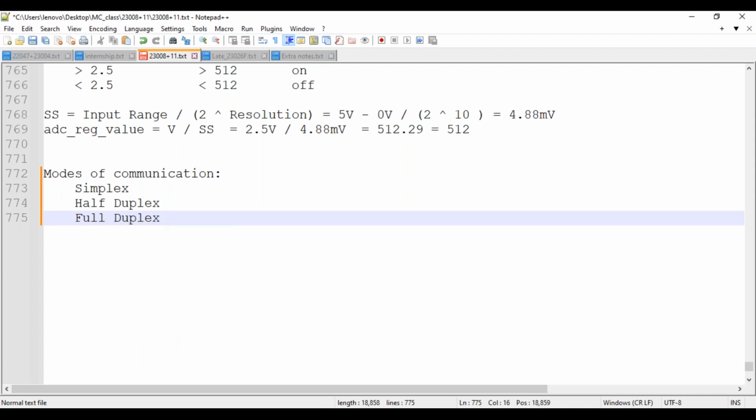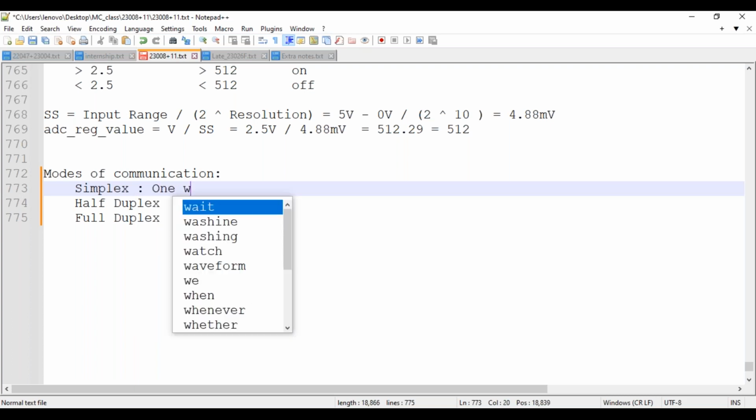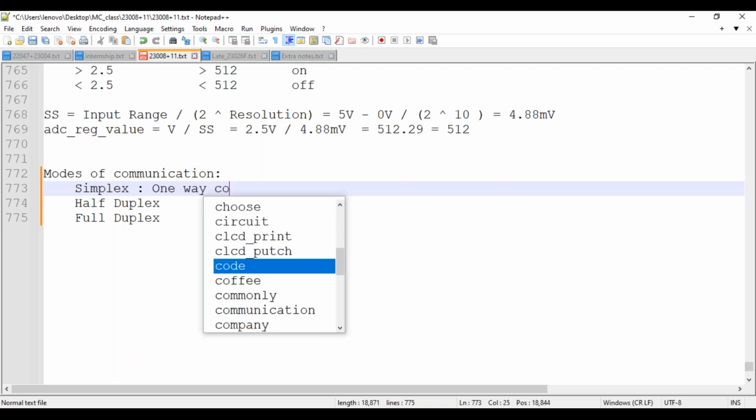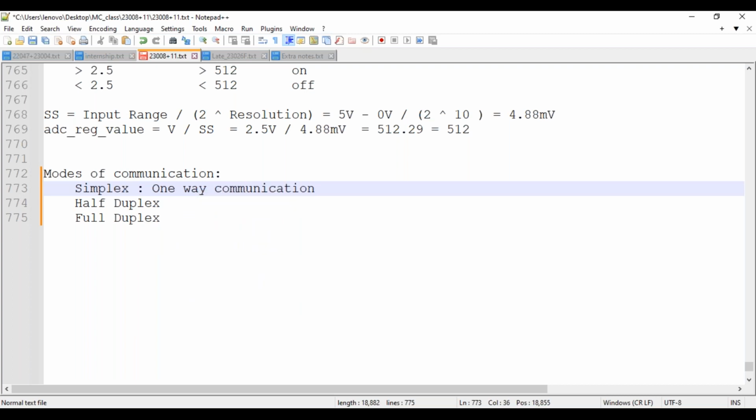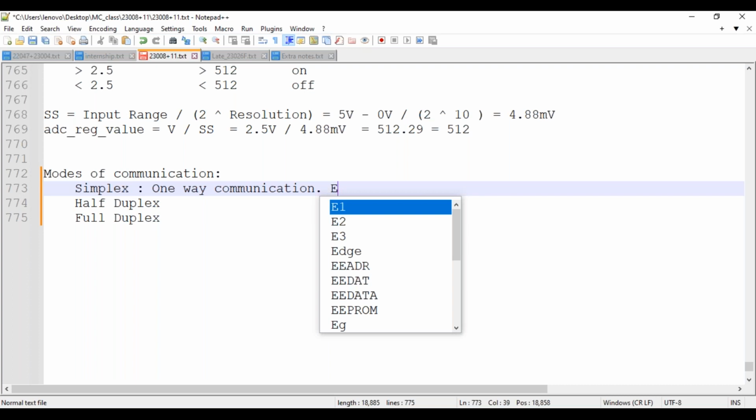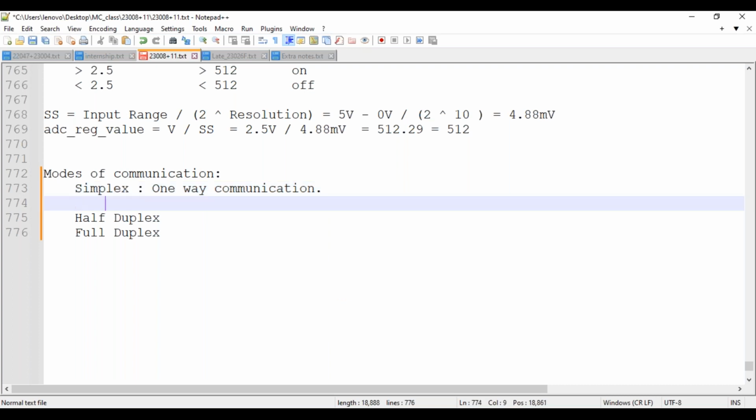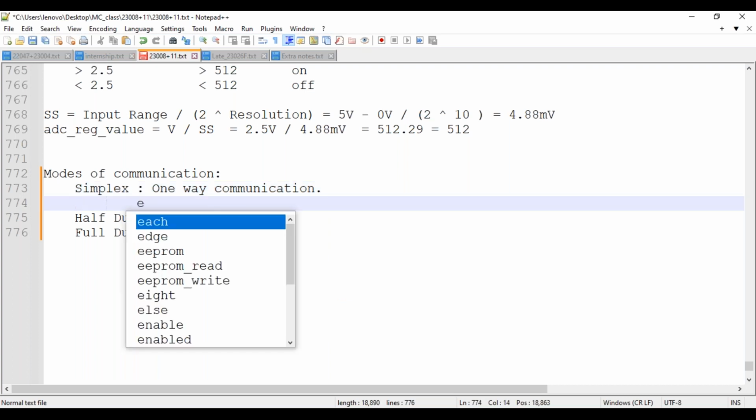Now, what happens in the simplex mode of communication? Yes, it's a one-way communication. One-way communication in the sense one has to transmit, the other has to receive. So only one can transmit all the time, the other one can receive all the time. So it's a one-way communication. Can you give examples for one-way communication? That means the simplex.